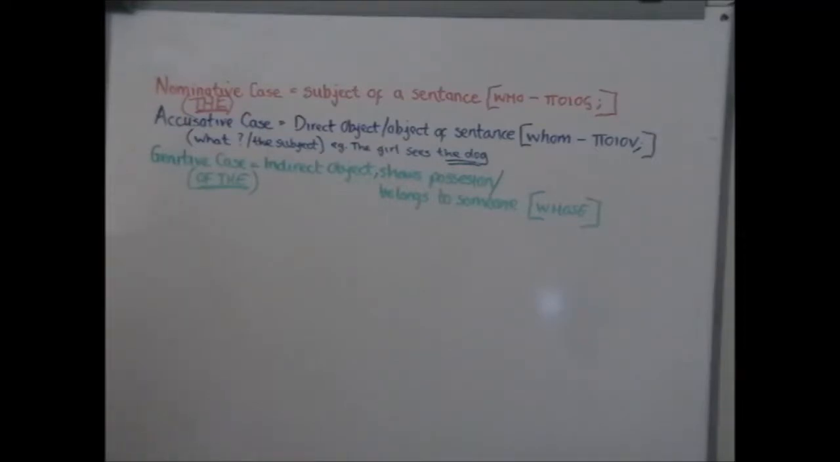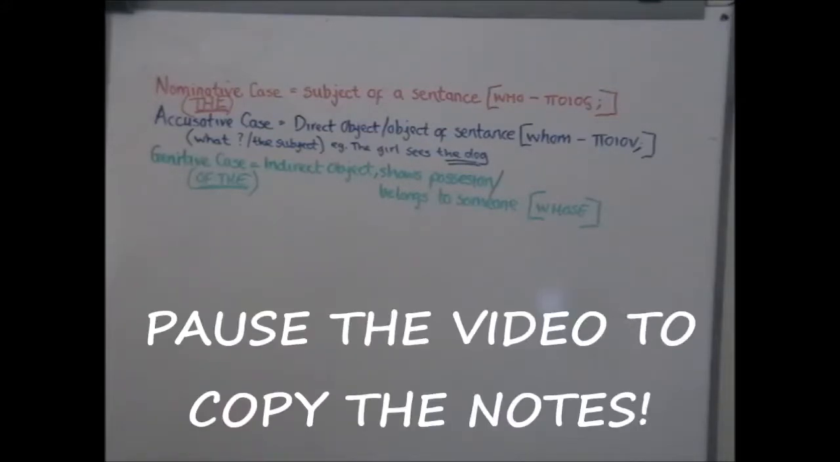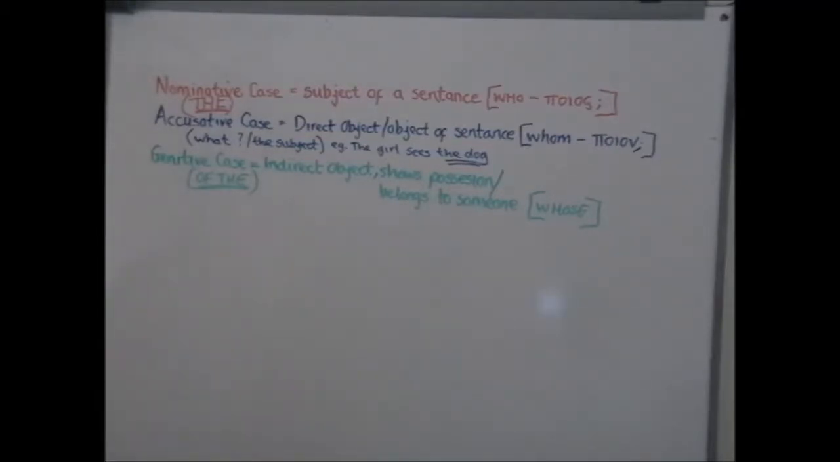Genitive case is the indirect object which shows possession of the. So it's what belongs to someone, whose. This makes more sense once we get sentences going. So I suggest you write those down, write it down as it is. It'll make more sense as you look at sentences. But I just wanted to cover the definitions of those first and foremost. So write them down and use colours, and then whenever we're talking about these bits in a sentence, I'll put the colours in, and that should help you along.